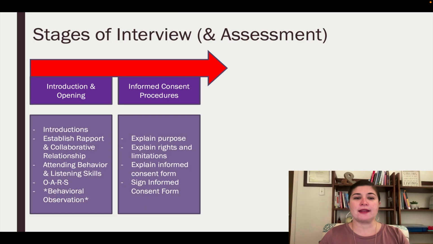As mentioned before, in this stage, we will explain the purpose of this assessment or interview, explain the rights that the clients have, including confidentiality and its limitations, explain the informed consent, which also includes the confidentiality, and have them sign the informed consent. It's very important that they sign the informed consent before you begin the gathering of data collection.